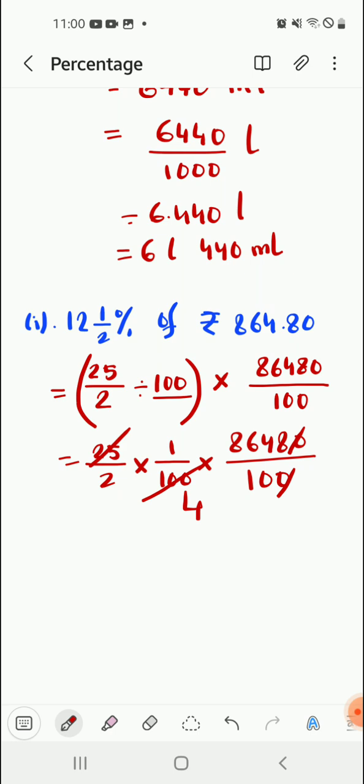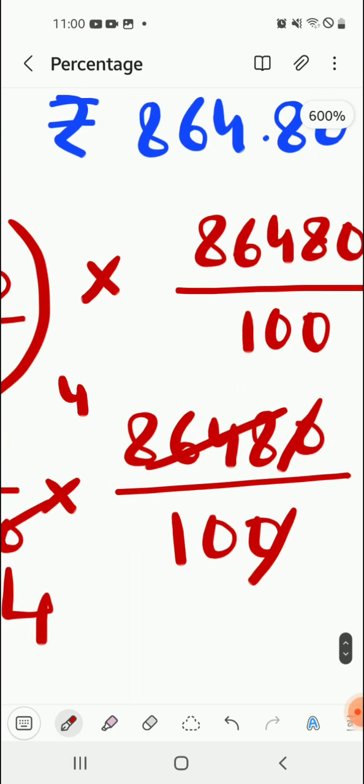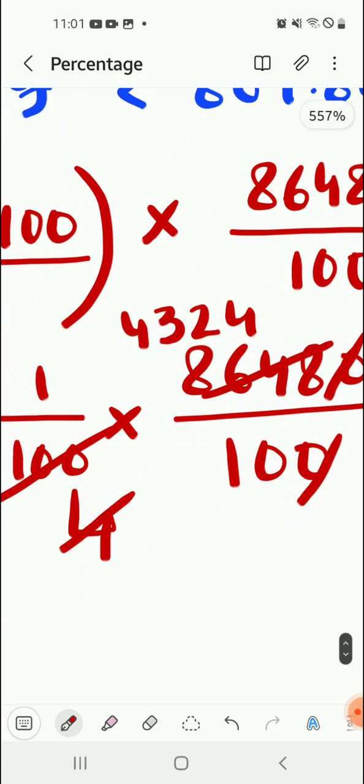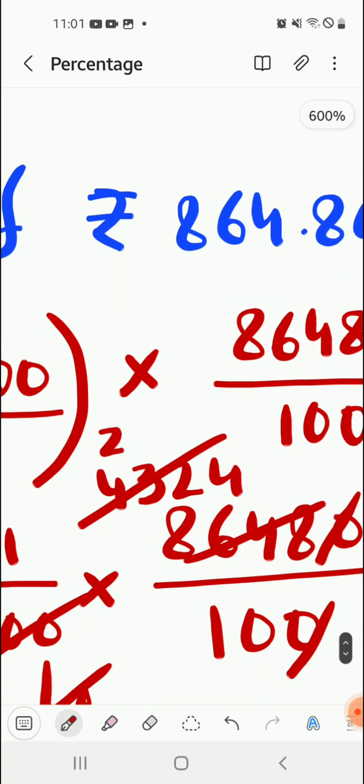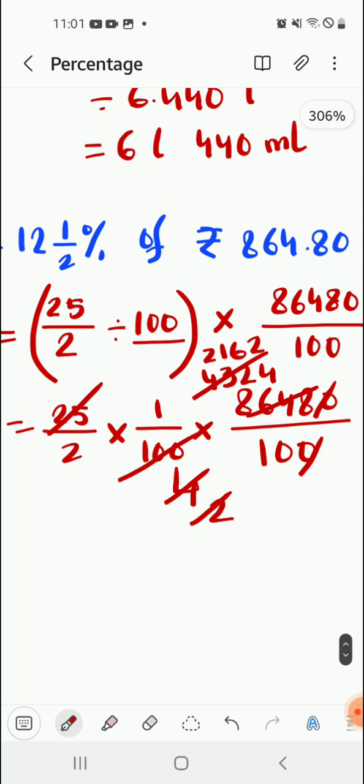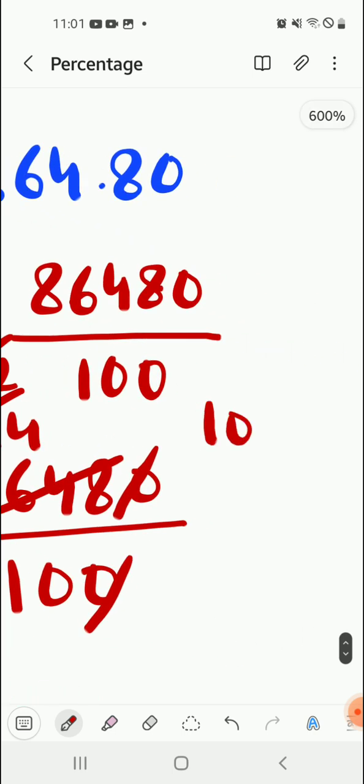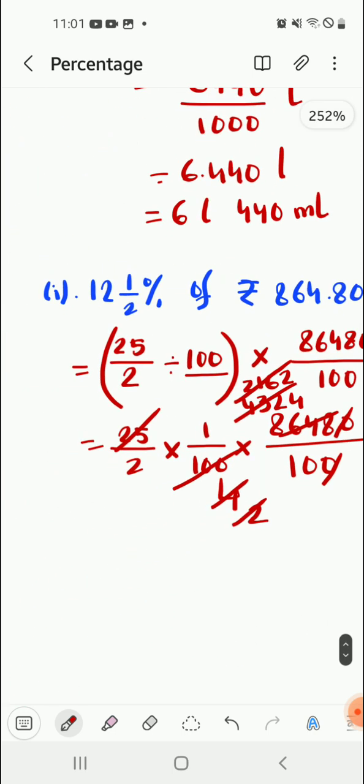Now 8648. It's possible for us to divide it by 2. If we divide it by 2, we get 4324. 4324 divided by 2, again we get 2162. Again it's possible for us to divide the number by 2, we get 1081. So dividing it we get 1081. So we are not left with anything.